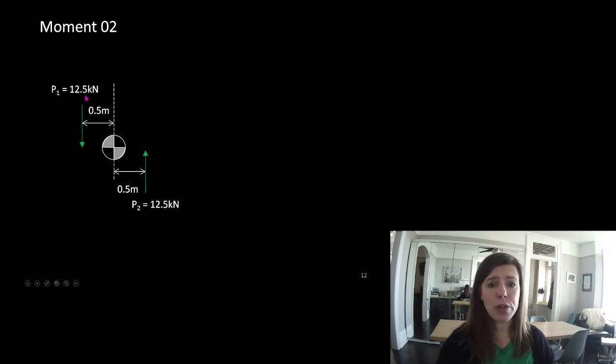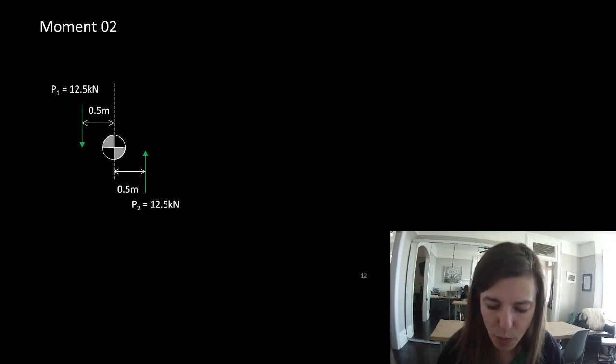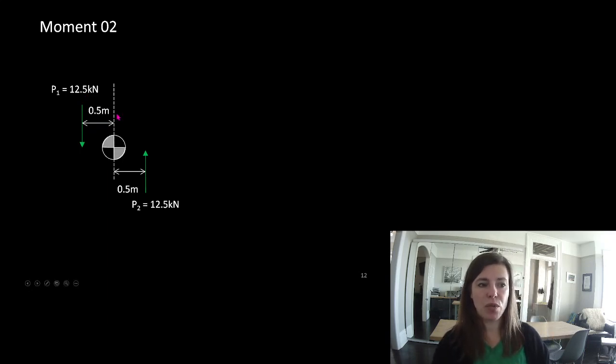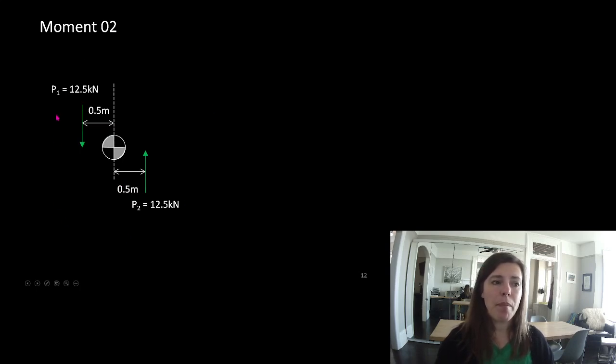So we have our first moment, and we know moment is force times eccentricity. So 12.5 times 0.5 is 6.25. And we have 12.5 times 0.5, or 6.25. And we'll add them up, and both of them are causing this object to spin with 12.5 kilonewton meters of moment.